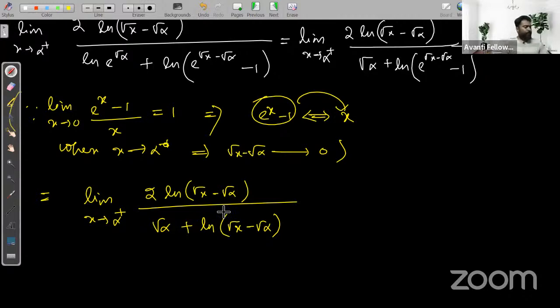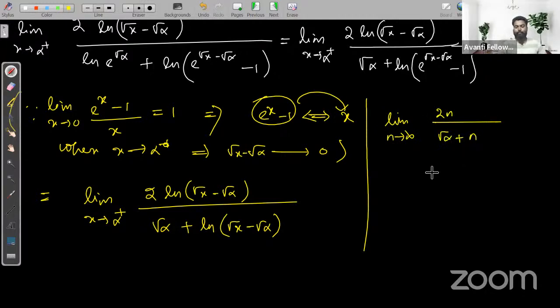Okay, so guys, my suggestion is, suppose we take a small example. Suppose we ask you to find the limit as n tends to infinity of 2n upon root alpha plus n. Quickly, what will you do? You will just divide n in the numerator and denominator, and tell me what the answer will be. When you divide by n in the numerator and denominator, you will get the answer as 2.